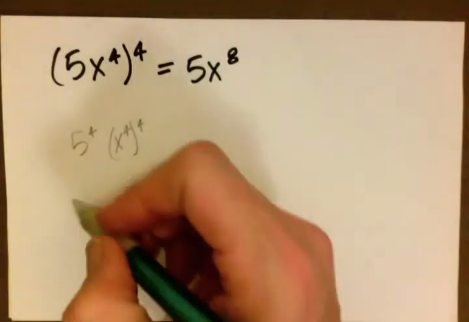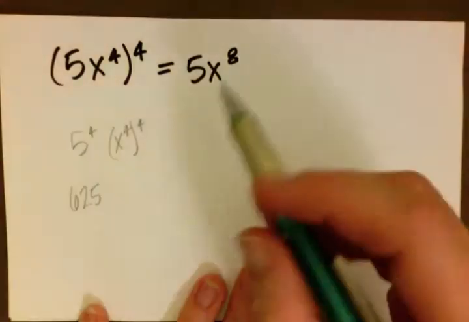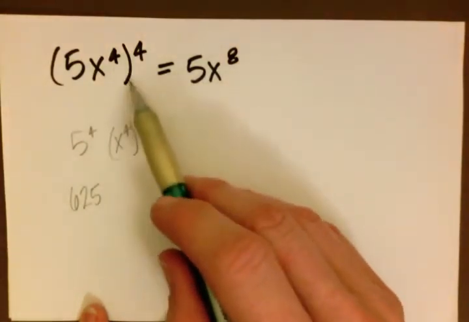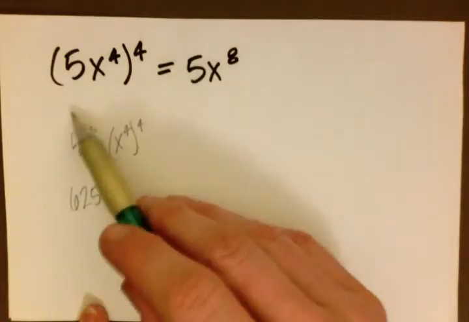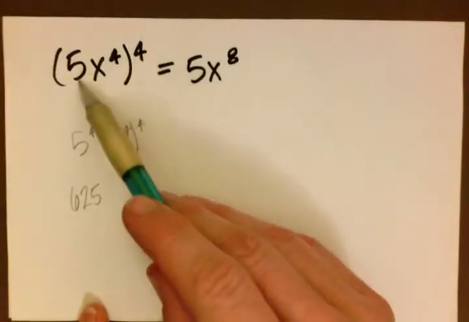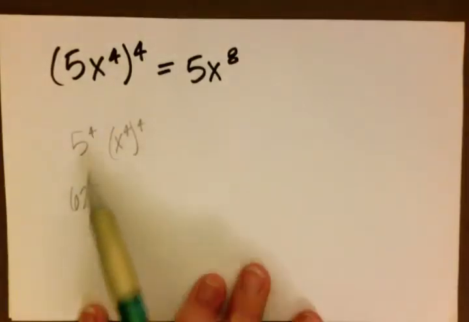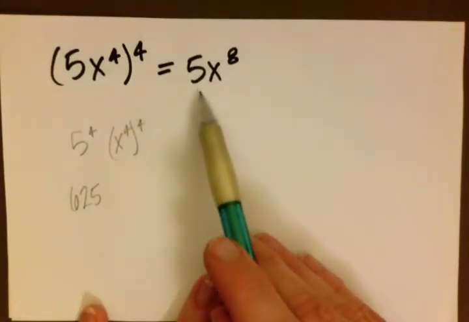So 5 raised to the fourth power is 625. If we go over here, it says that (5x^4)^4 was 5x^8, so let's just talk about our coefficients for a minute. We can see then that this 5 wasn't raised to the exponent of 4 that was on the outside of the parentheses. 5 raised to the fourth power is 625. So that was the first error that was made.